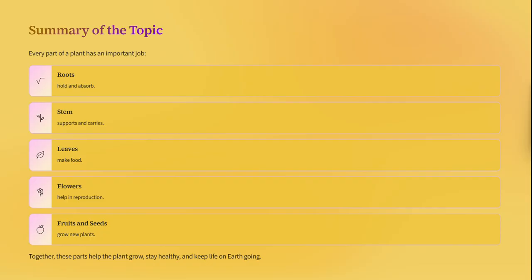Flowers help plants reproduce and form fruits and seeds. Fruits protect the seeds that grow into new plants. All these parts work together to keep the plant alive and growing.